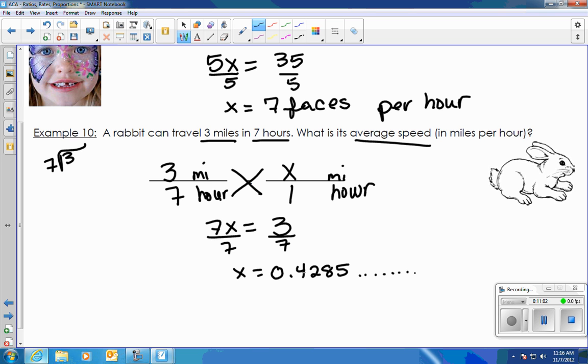So I plugged this in a calculator, and I'm actually just going to round to 2 decimal places even though it didn't tell me to. So this number tells me that this is going to be 0.43 miles per hour.